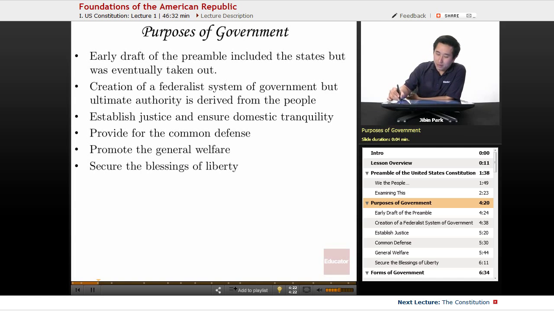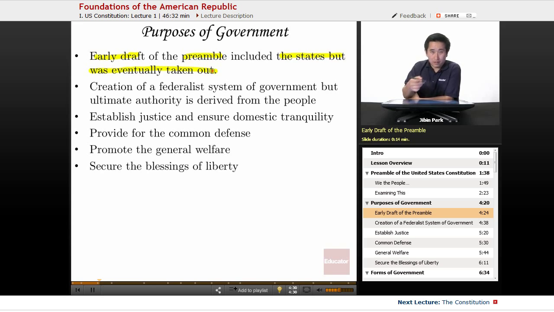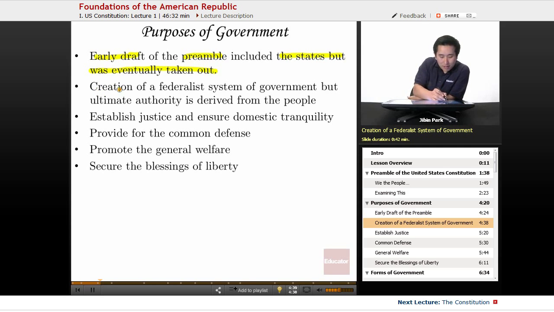As I mentioned, the early draft of the preamble included the states, but was eventually taken out. It kind of represented that this document was supposed to come directly from the people rather than filtered through the states. At the same time, there's a creation of a federalist system of government, but the ultimate authority is derived from the people. We the people. Again, a very common phrase in the United States.